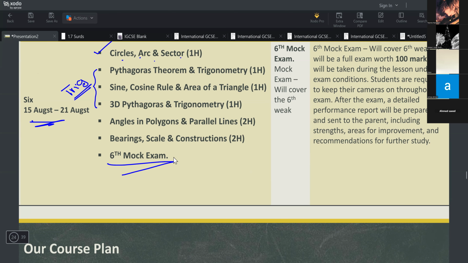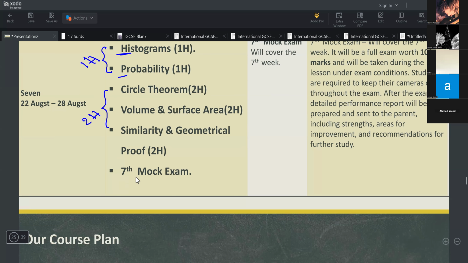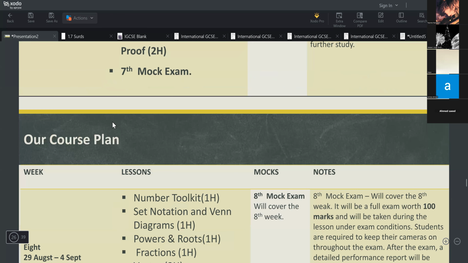Okay, and this is for paper 2: angles and polygons, parallel lines, bearings, scale and construction. Statistics and probability for unit 1: histograms and probability. One session for paper 1 each. Circle theorem, volume and surface area, and similarity for paper 2 each. And here is the seventh week, that means the seventh mock exam.